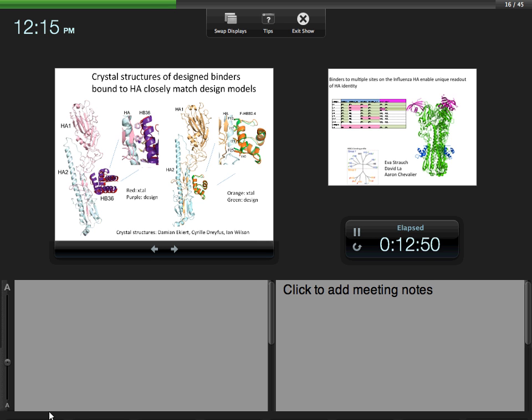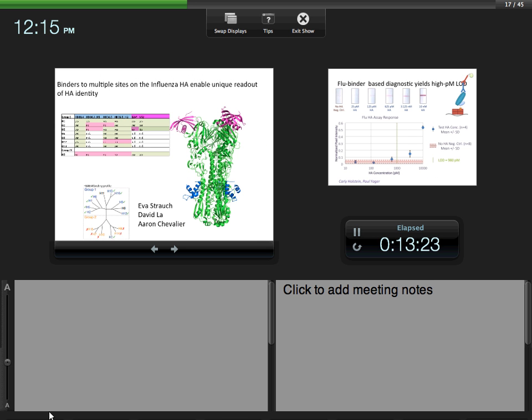But when we do get things that bind, they bind for the right reason. So these are structures solved by Damien Eckhart in Ian Wilson's lab. Here's the hemagglutinin, and here's the binding protein binding to the hemagglutinin, and the structures are really right on. The crystal structure is in one color and the design model is in the other. So these designed proteins are binding exactly as designed, and that's true in this case also.